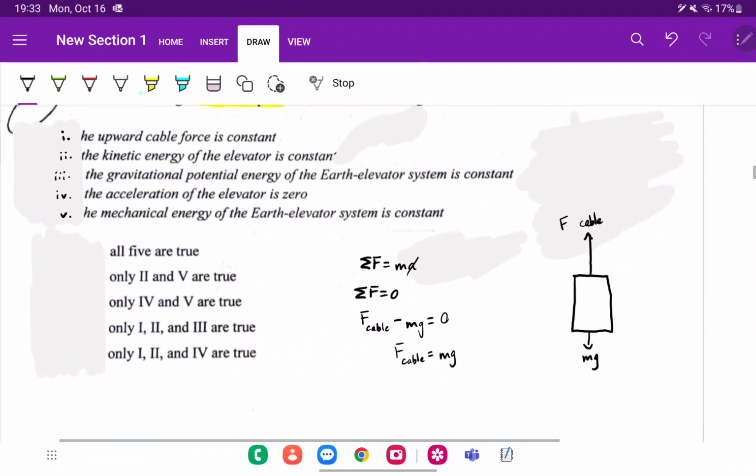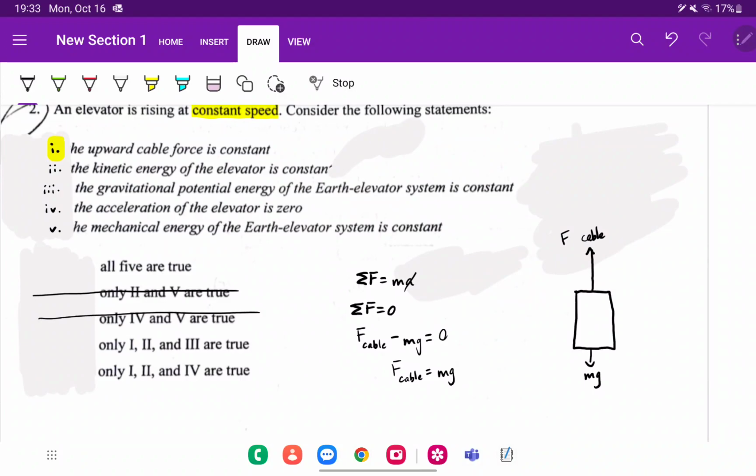So we can assume that I is true for now. So we can cross off number 2, or answer B, C for now. So now let's look at double I.